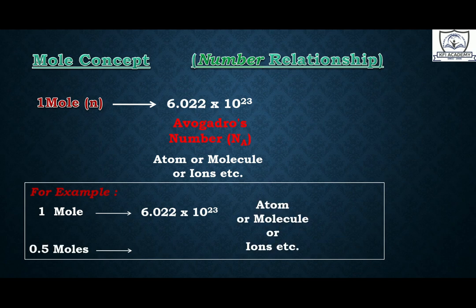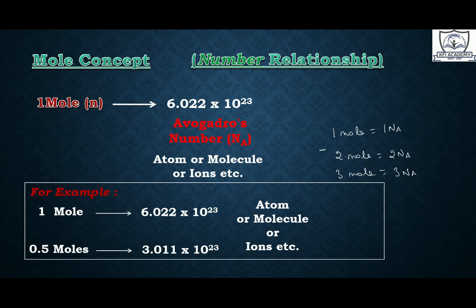Can you guess what about 0.5 mole? Yes, exactly correct, half of that. That means 3.011 into 10 power 23. Then can you guess what about 2 moles? So 1 mole is equal to 1 Avogadro number. That means in future it can be written as 1 mole is equal to 1 Na. Then what about 2 moles? Nothing but a simple multiplication: 2 into Na. What about 3 moles? 3 into Na.